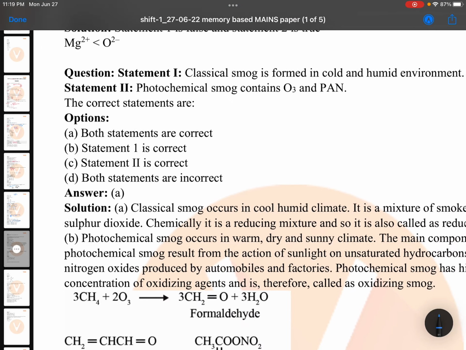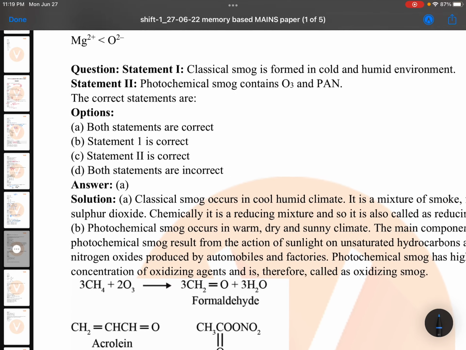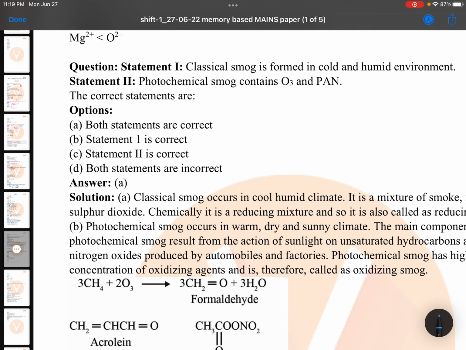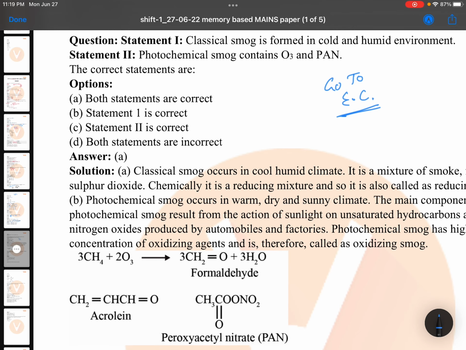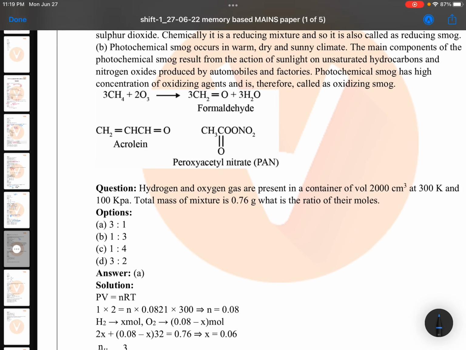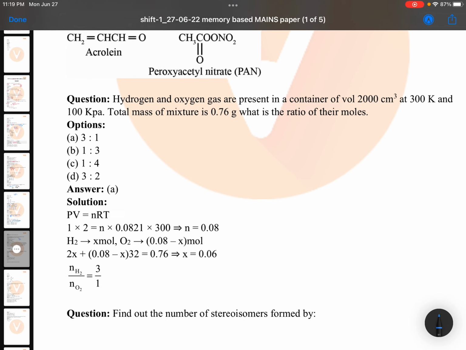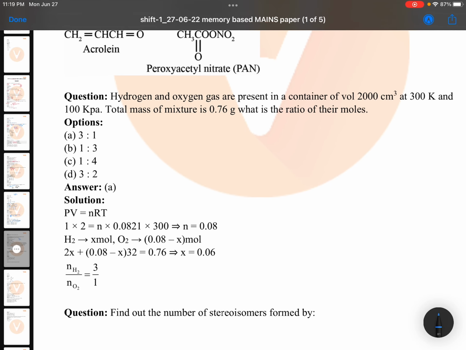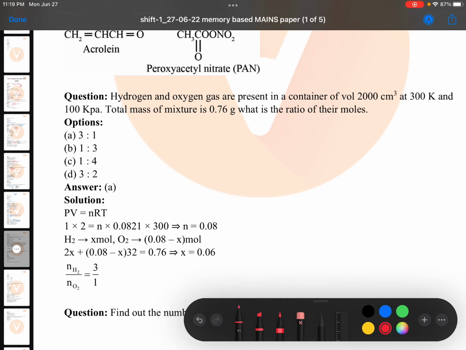Classical smog is formed in a cold and humid environment. Photochemical smog contains O3 and PAN. Go to environmental chemistry and check all such questions. Don't take a risk; if you are very sure, then you go with this. This is a 100% correct statement. You can't remember all this, actually not required to. This is another wonderful question of this paper.